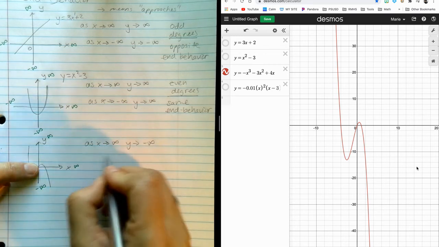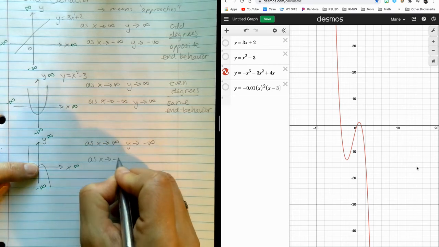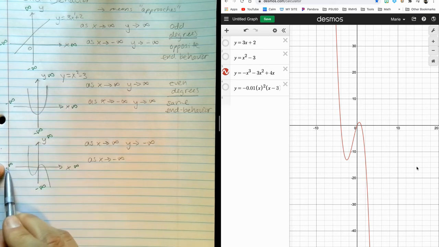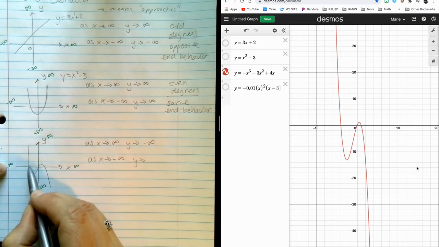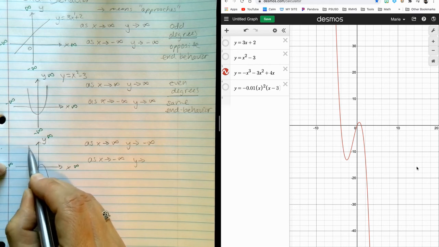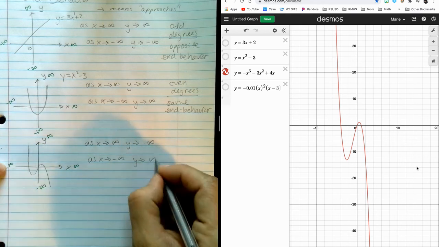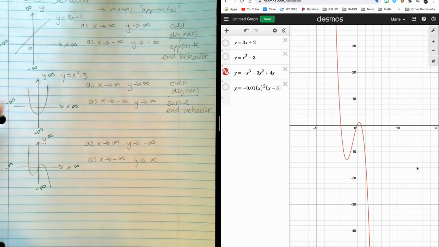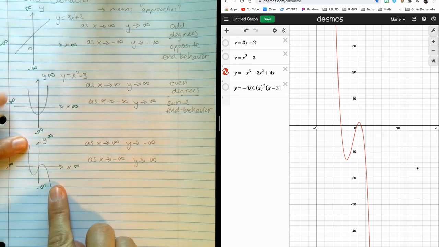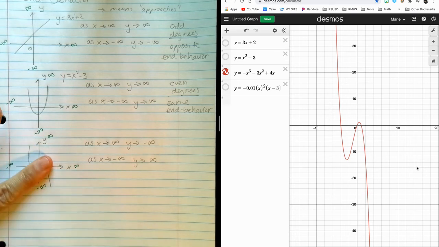Now let's try the other direction. As x goes to negative infinity, what are my y values or my graph doing? That's this piece right here. It's pointed up to the positive infinity side. Now notice I don't care about what's happening in the middle. Again, end behavior only talks about the ends of the graph. If you have to, cover up the center and just look at the ends like that. I have one more for you.